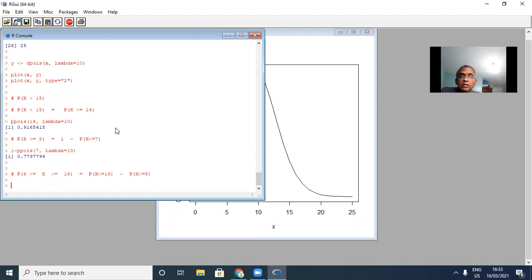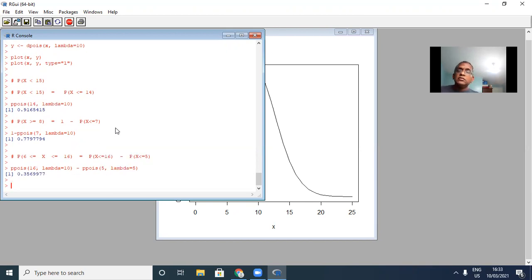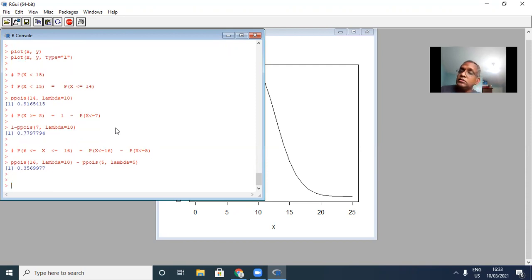You follow me? So to compute this, first you compute the probability that X is less than or equal to 16, and then you compute the probability that X is less than or equal to 5, and this is what you will get. All right, guys, so far, are you okay? That's the first part of exercise 2.